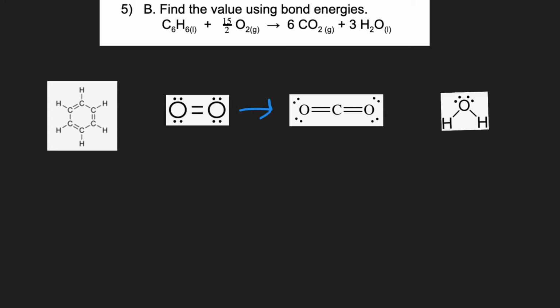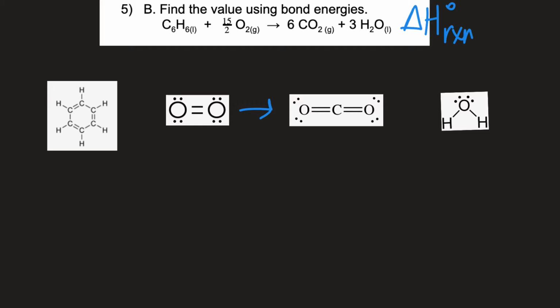This example is 5B, so it goes with the previous problem. When the question says find the value using bond energies, it's a different approach, but the same value that we found before. So the value for delta H of this reaction. You'll notice it's the same reaction with the C6H6 that we had before. Our approach, however, instead of using standard heats of formation, we're going to use bond energy values.